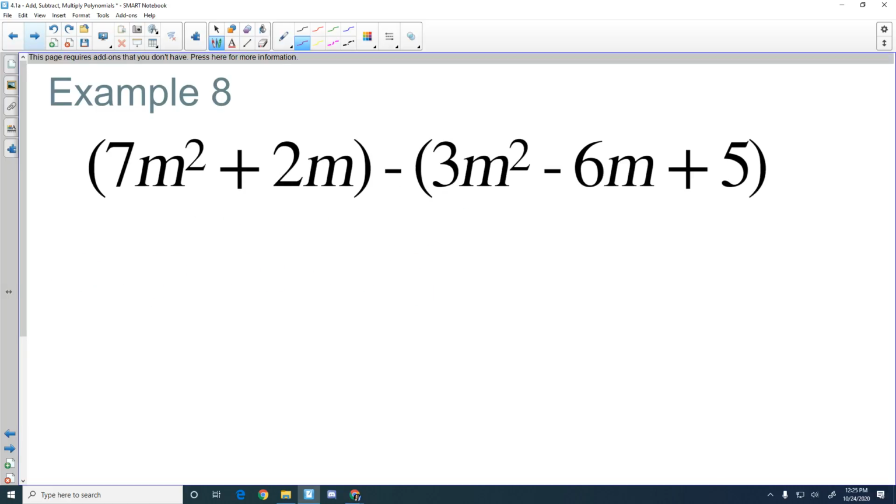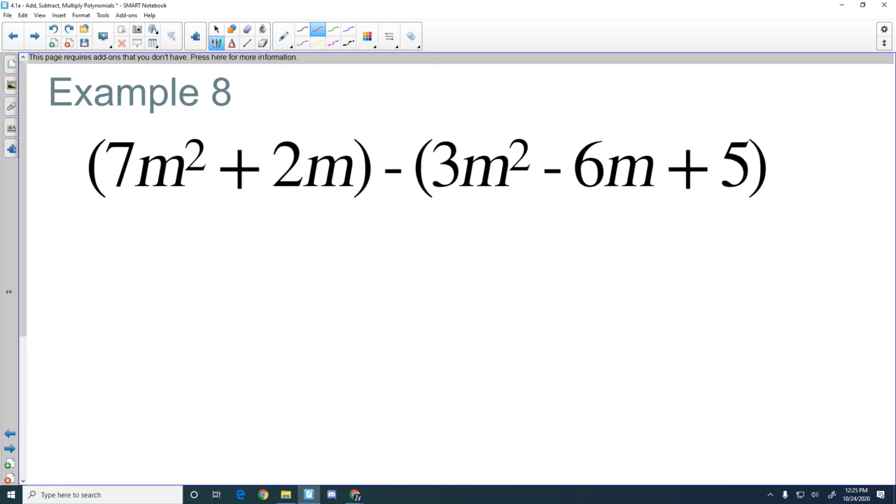Sometimes, though, part of the terms or these polynomials are in parentheses, right? Like here's a binomial minus a trinomial, right? 2 terms minus something with 3 terms. In order to combine them, you want to just get rid of the parentheses and then combine like terms, just like we did on that previous example.